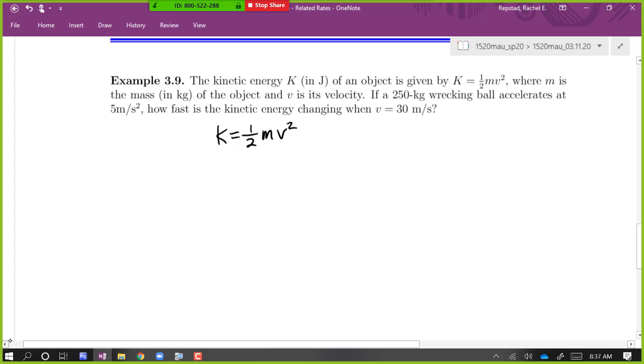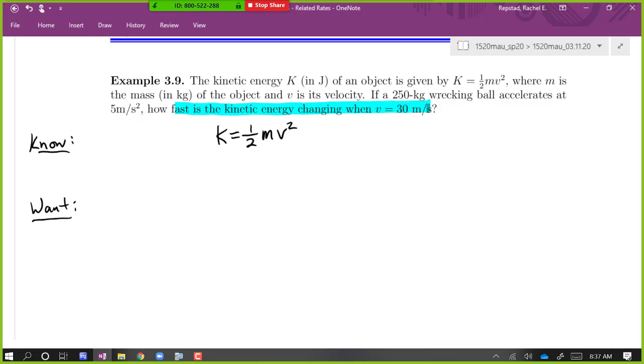Somewhere they gave us the rate of one of these quantities. I don't know which one it is yet. And then they're asking us to find another rate. So they tell us that it accelerates at 5 meters per second squared. And then they say, how fast is the kinetic energy changing when v is equal to 30? So that's what they're asking me to find. If we want to know how fast kinetic energy is changing, what we want is dk dt when v is equal to 30.